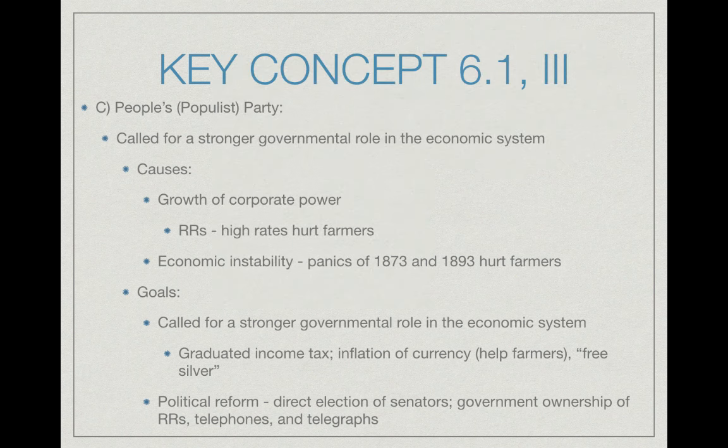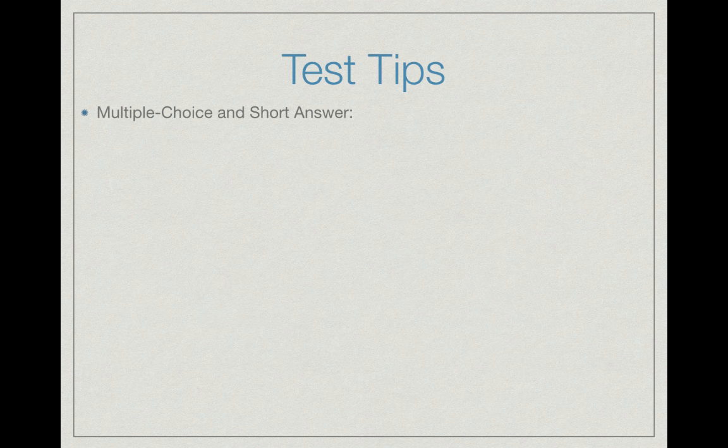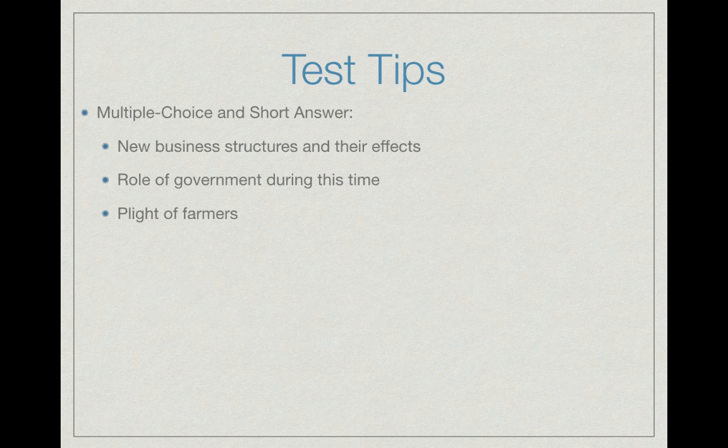All right, let's go over some test tips for multiple choice and short answer. Definitely know the new business structures and their effects. The role of government during this time and the plight of farmers. Focus on the Populist Party and goals of labor unions. Sharecropping as well, make sure you know what that is, and the Populist Party. Holy cow, I can't stress that enough.